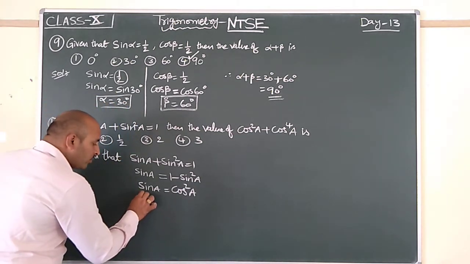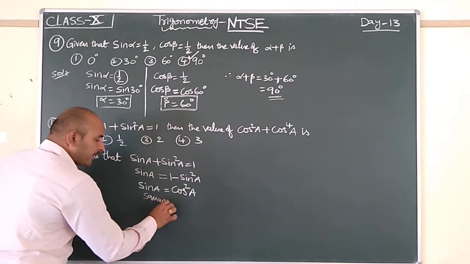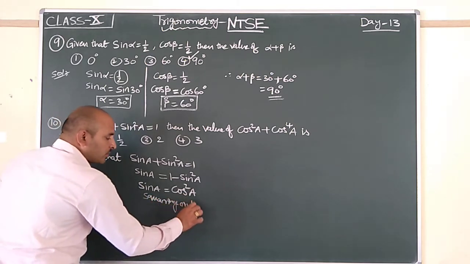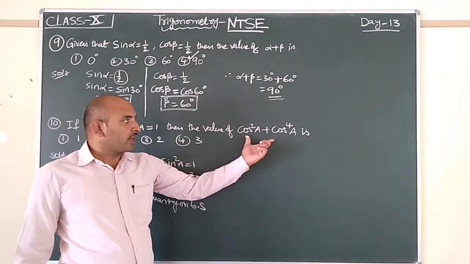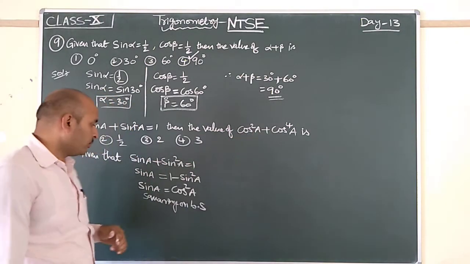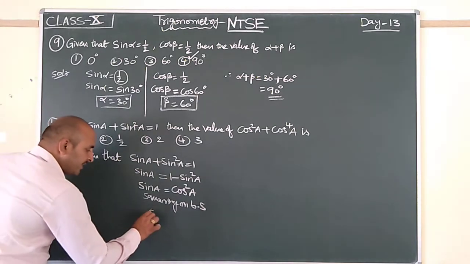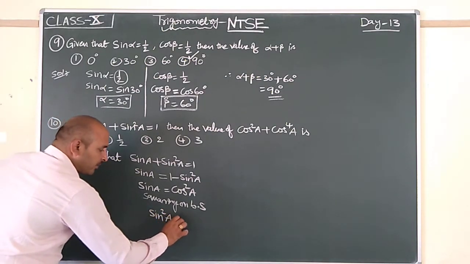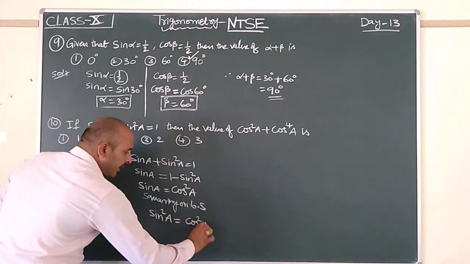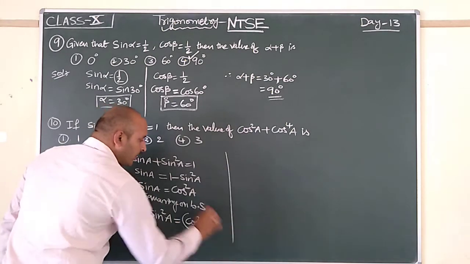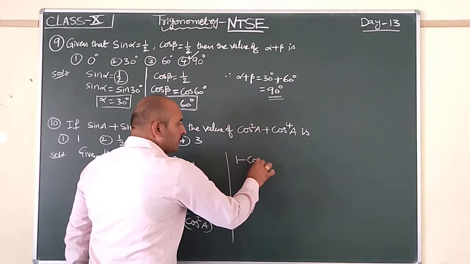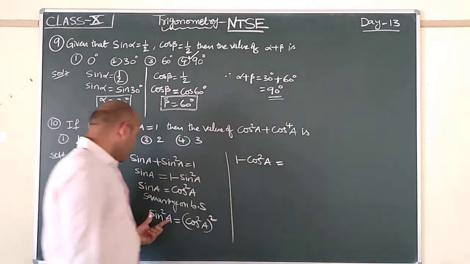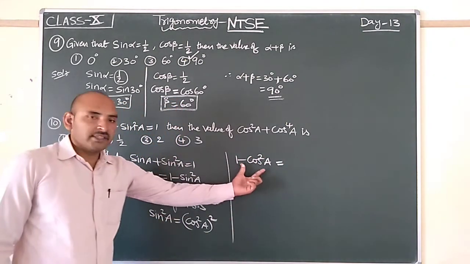Now squaring on both sides. Why are we applying squaring on both sides? I want cos square a plus cos power 4a value. Squaring on both sides, sin square a is equal to cos square a whole square. Sin square a, how can you write? 1 minus cos square a.